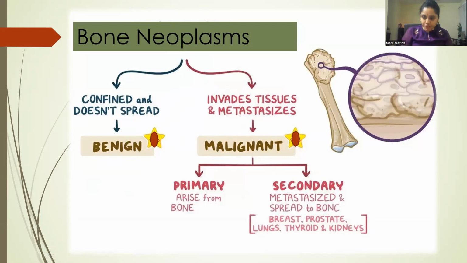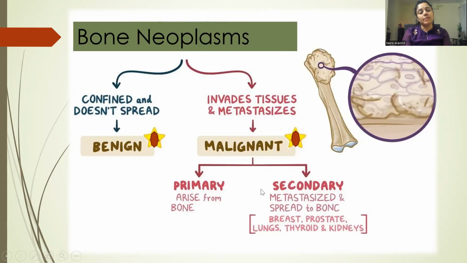If the tumor remains confined and doesn't spread into surrounding tissue, then we consider it as benign. And if the tumor invades into the surrounding tissue and metastasizes or spreads through the blood or lymph, then it is malignant. This malignant can again be divided into primary and secondary. Here we are dealing with a bone neoplasm.